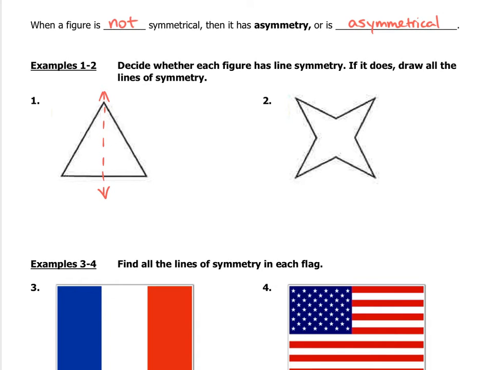this line here. We could do the same thing by drawing a line from this vertex, the left vertex, down the middle. There's also symmetry along that line of symmetry, and there's also symmetry along a third line of symmetry, the line from this third vertex down the middle. So not only is this triangle symmetrical, but it's symmetrical along 3 different lines of symmetry.